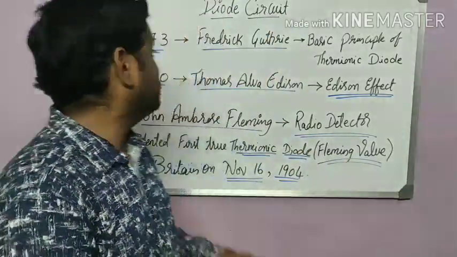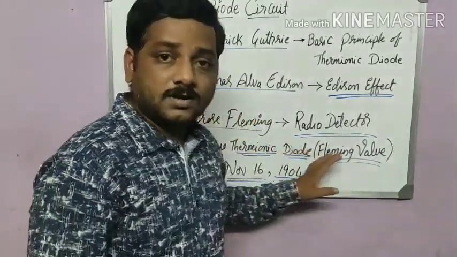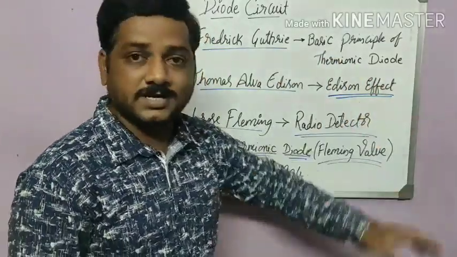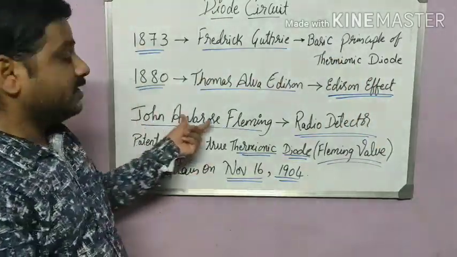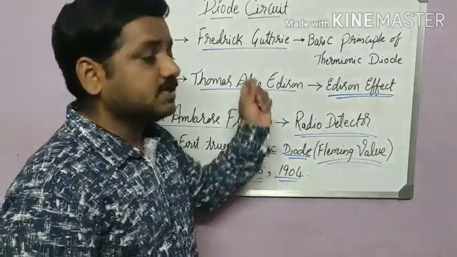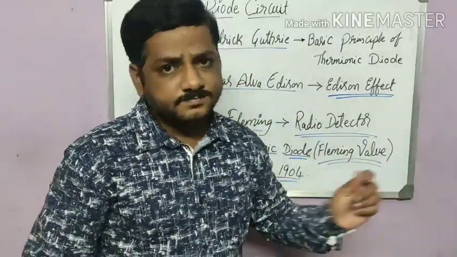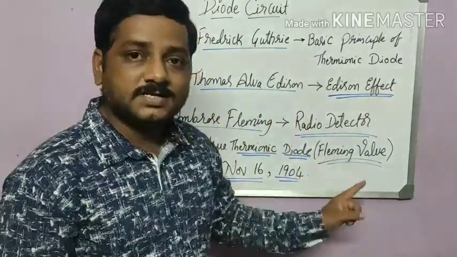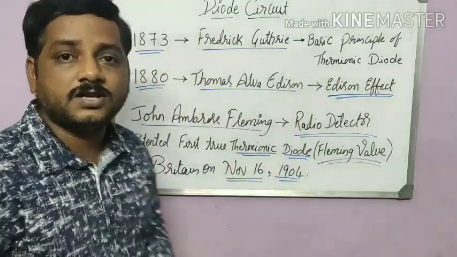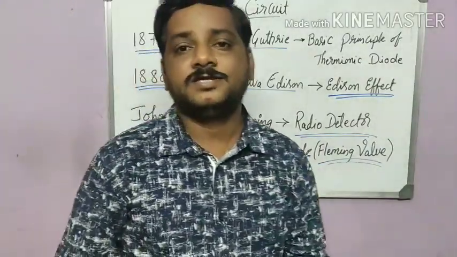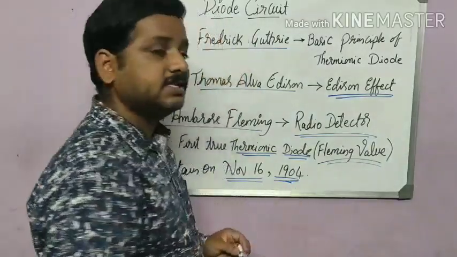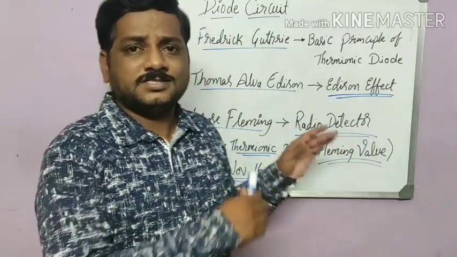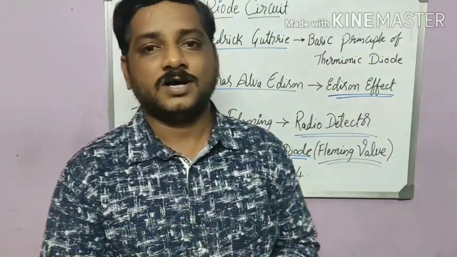So the research was started in the year 1873. In 1880, Thomas Alva Edison gave a new effect, the Edison effect. Later, John Ambrose Fleming discovered it as a radio detector, named it the Fleming valve, and got a patent in Britain on November 16, 1904. So this is important: in the year 1904 we got the thermionic diode. This is just the story of how we got the thermionic diode.